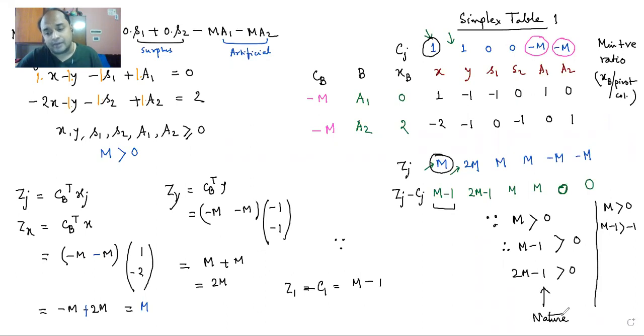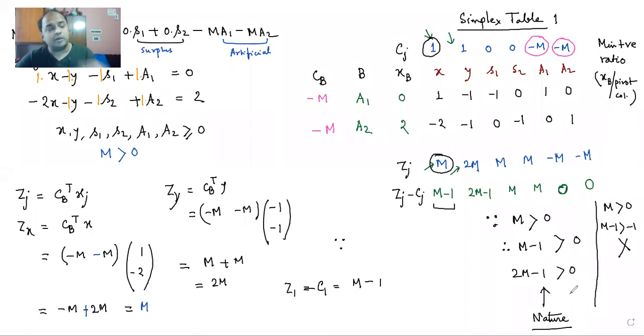I'm not doing the algebra. Don't think that I am subtracting minus 1 from the left hand side and not from the right hand side. This is not what I'm doing over here. M is a very large quantity and we are subtracting a unit quantity from it. It will be a positive quantity.